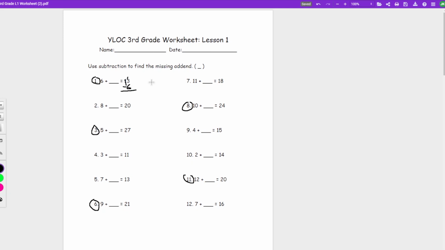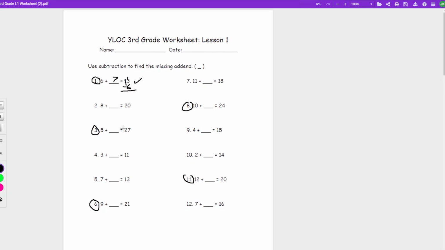So actually I'm going to use my fingers, or you can use your brain, but I'm going to use my fingers. It goes 7, 8, 9, 10, 11, 12, 13. That's 7, and if we check it, 7 plus 6, 7, 8, 9, 10, 11, 12, 13. That's 6, so we were right.